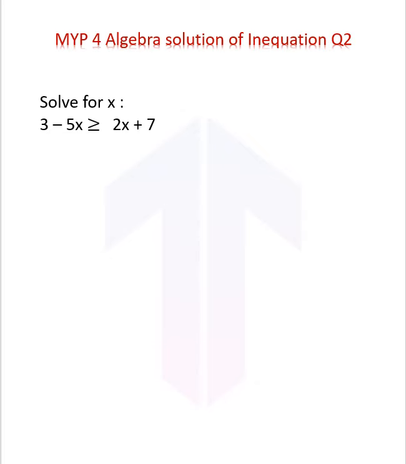Here we have solution of inequation. A second question for that. 3 minus 5x is greater than or equal to 2x plus 7. So first we would try to bring 2x on the left side.